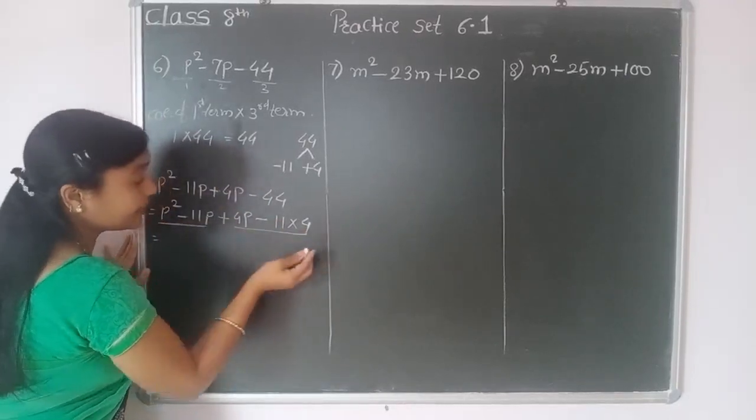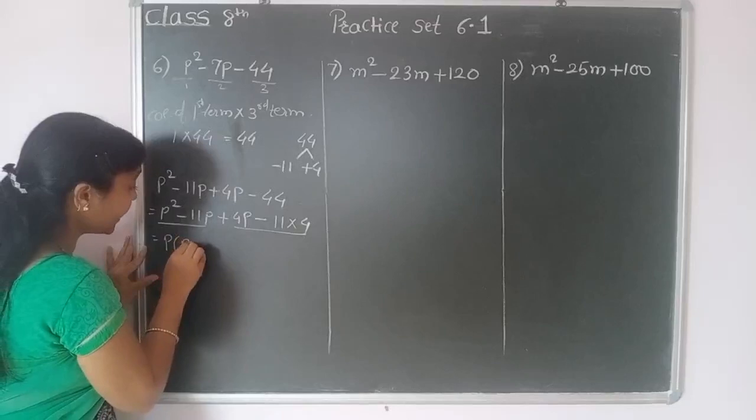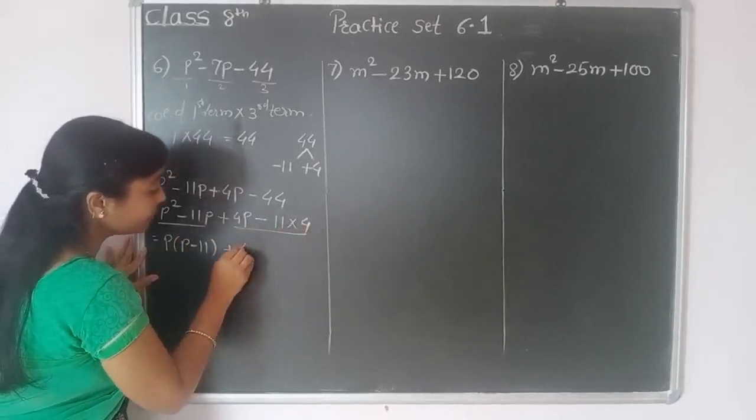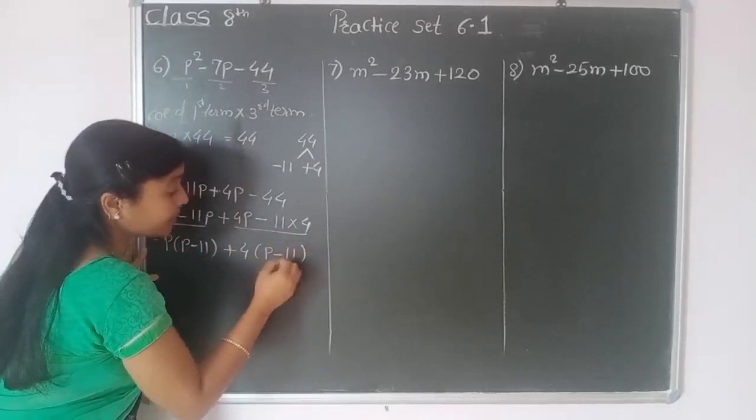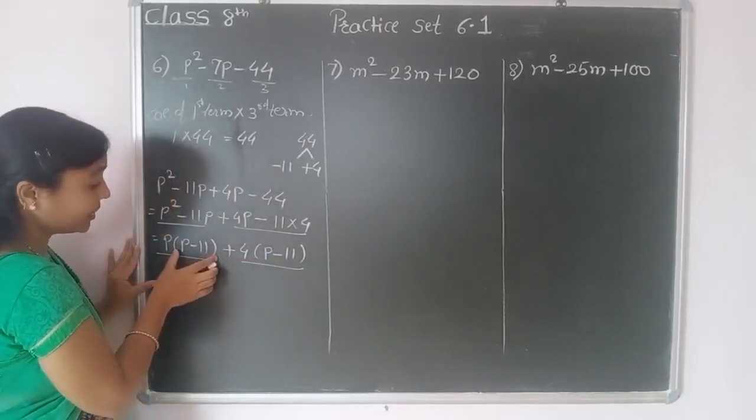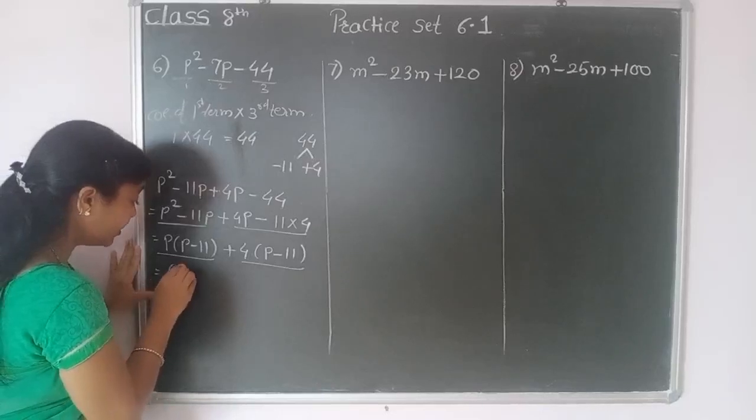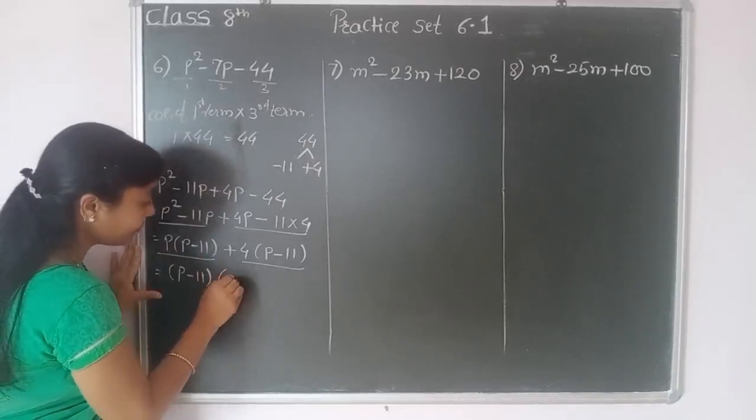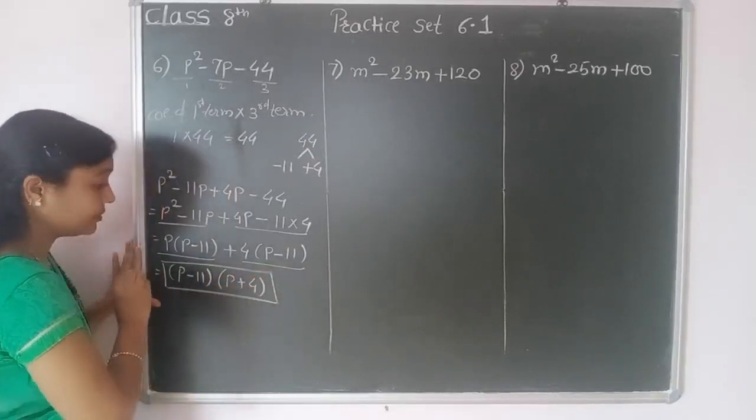Then you make the pairs. What is the common here? P. Then p minus 11 plus, here is common 4. Again in the bracket p minus 11. You observe this term, again we have to common p minus 11, this bracket is common. Take out this bracket, p minus 11, another bracket, p plus 4. These are the factors of trinomial.